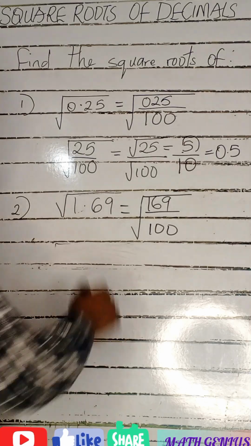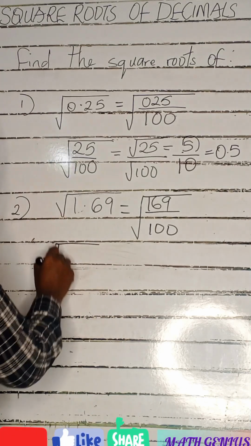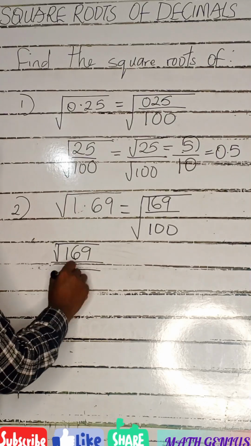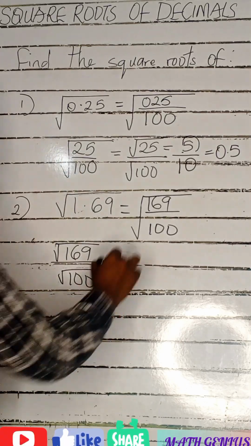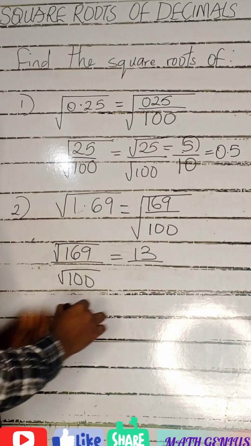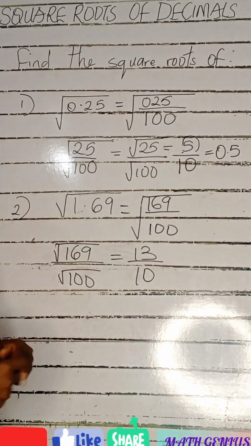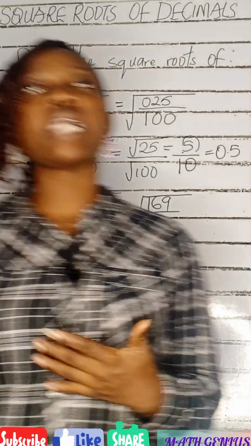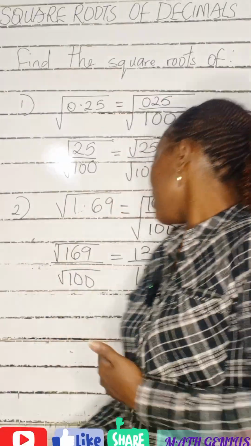So now we can then split the numerator from the denominator. So we have square root of 169 over square root of 100. The square root of 169 is 13. The square root of 100 is 10. The square root of 169 is 13 because 13 times 13 will give you 169.